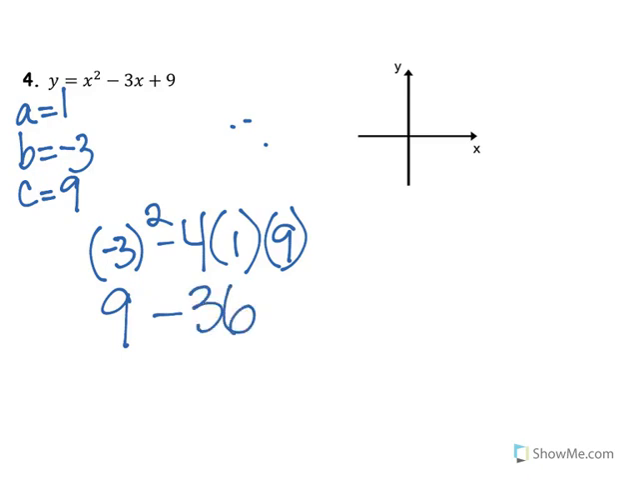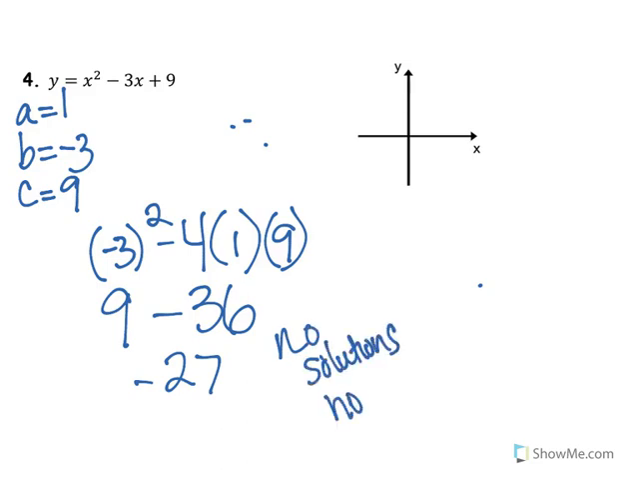What's my answer? -27. Ooh, we haven't gotten a negative before. My discriminant is negative. What does that mean? No solutions, no x-intercept. No solution. No x-intercepts.